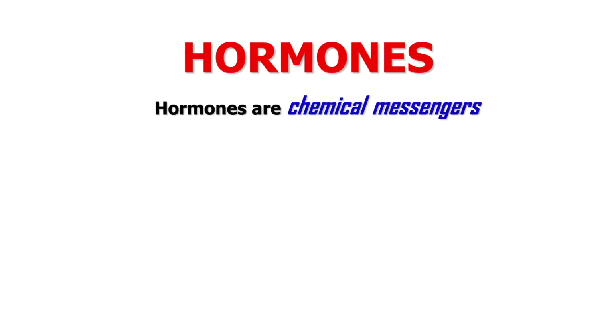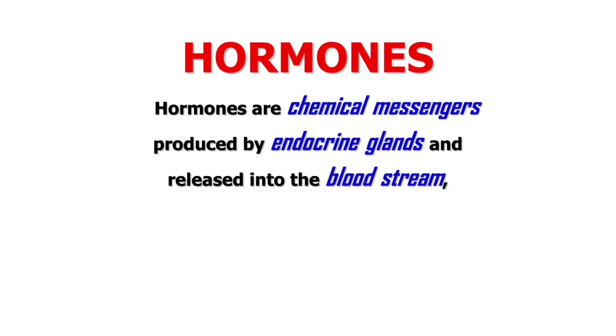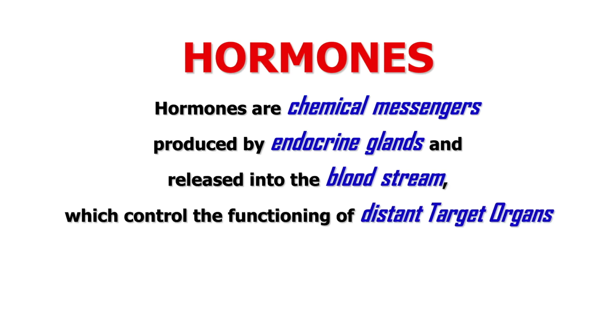Then we moved on to what are hormones. So hormones are basically chemical messengers produced by endocrine glands, released directly into the bloodstream, having effect on distant target organs, thus helping to maintain homeostasis.